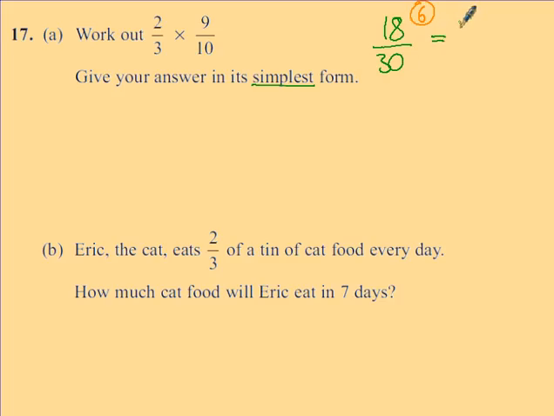6 goes into 18 3 times. 6 goes into 30 5 times. So here's our answer as simply as possible. Now we do have an alternative method for doing this, and that's to try and simplify as we go.